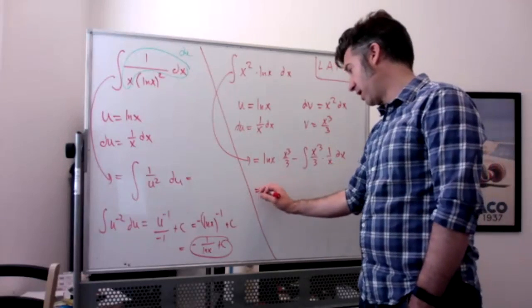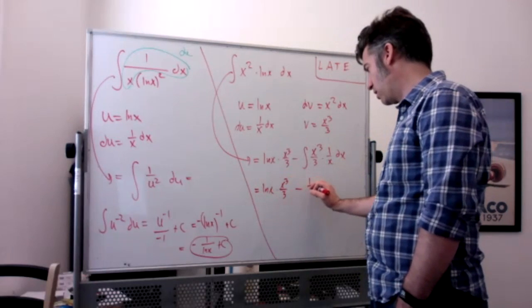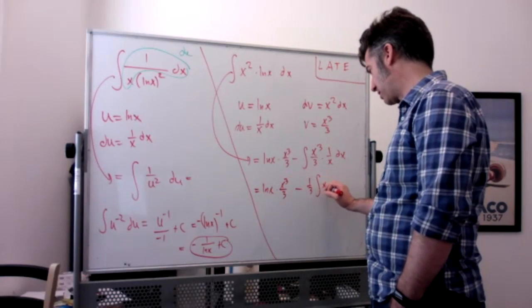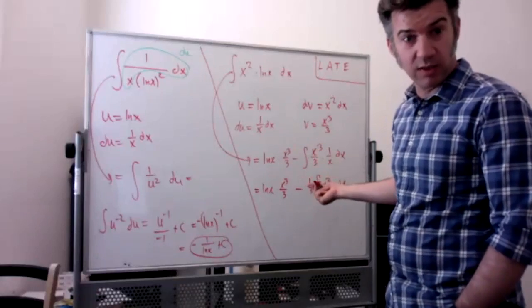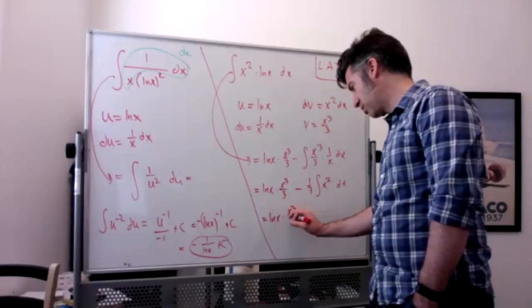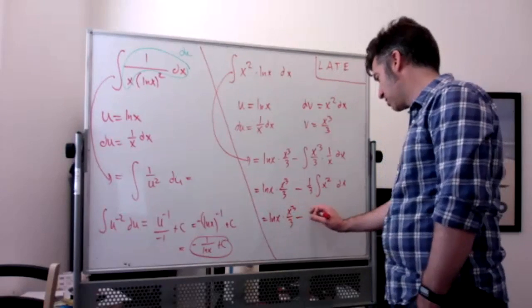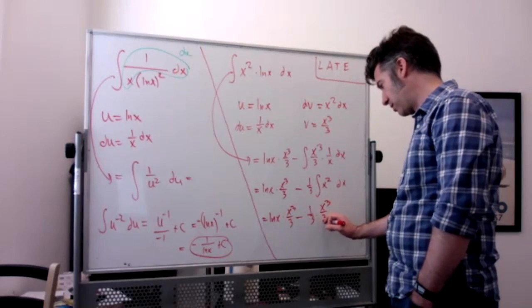Or I would probably write it as minus 1/3 the integral of x squared. Bring the 1/3 out, x cubed over x is x squared. So then this is equal to the natural log of x times x cubed over 3 minus 1/3 times the integral of x squared, which is x cubed over 3.